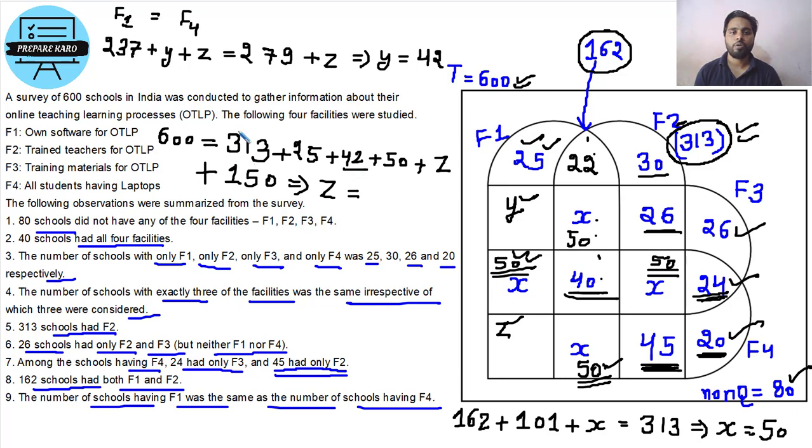Let's add these two numbers first. 313 plus 42 is 355 plus 25 is 380 plus 50 is 430 plus 150 is 580 and 600 minus 580, z is 20. So y is 42, z is 20, right? Now we can answer the questions based upon this information.